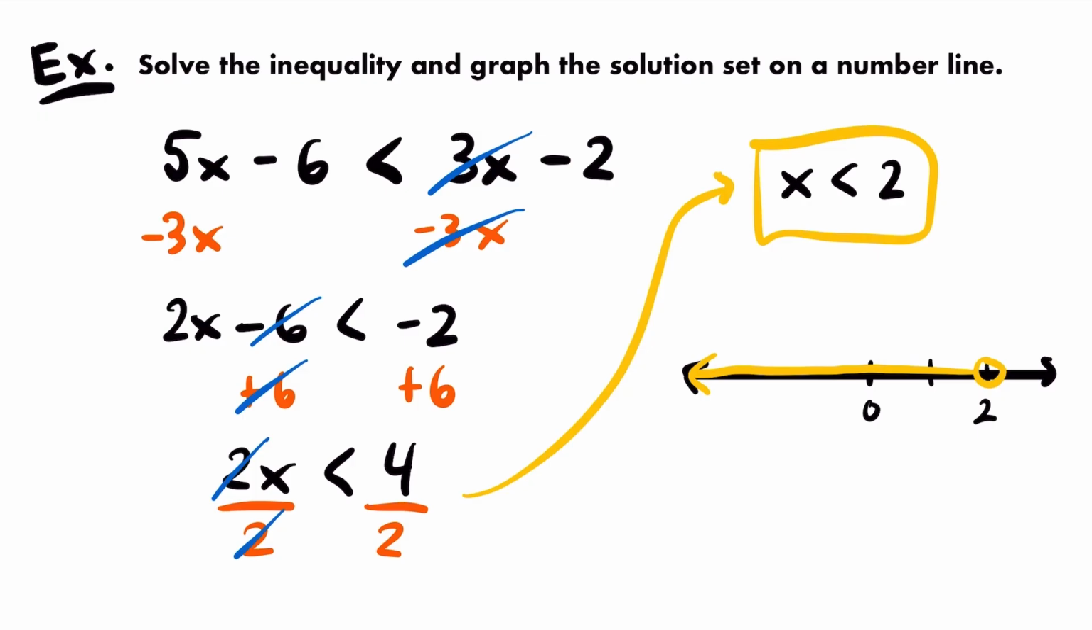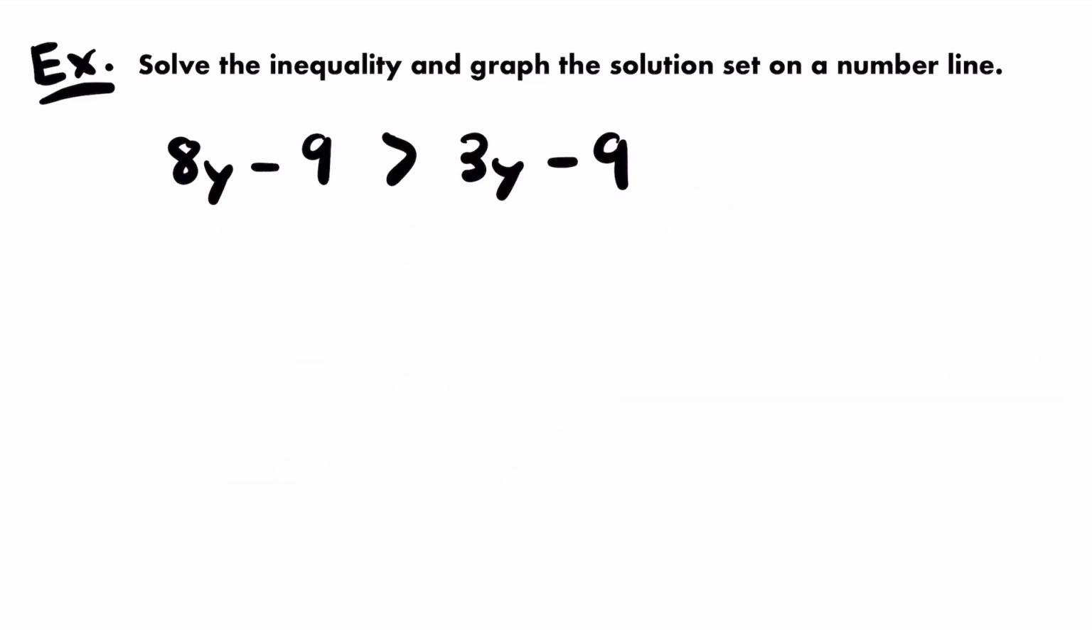Let's take a look at another. For our next example, we want to solve this inequality and graph the solution set on a number line. We are given 8y minus 9 is greater than 3y minus 9. In this inequality, the variable that we want to solve for is y, but it doesn't matter that the variable is different.